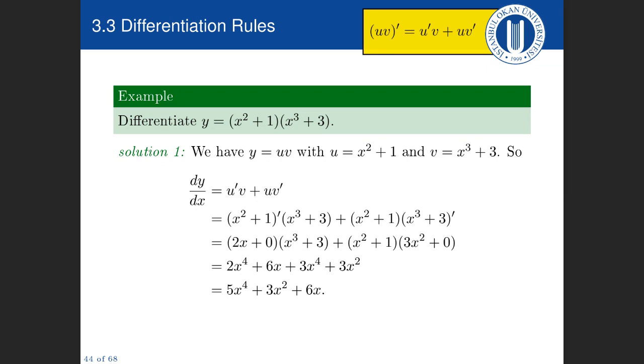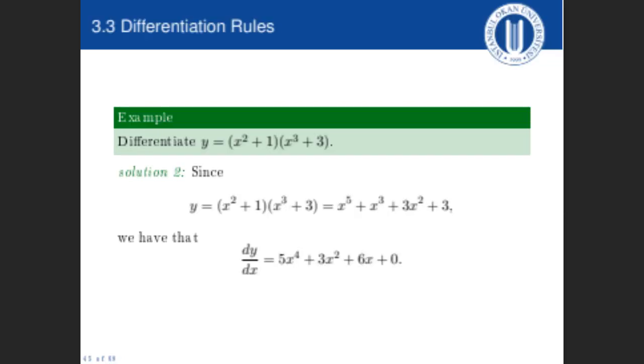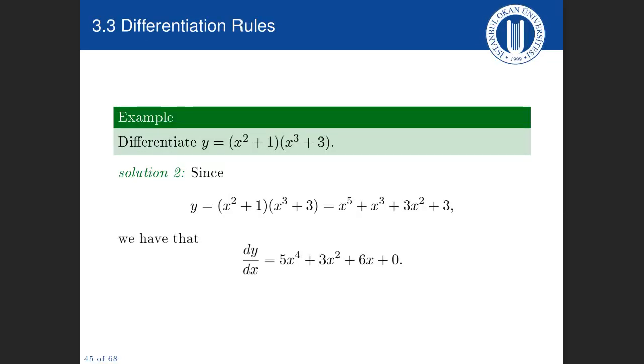Now let's solve this problem a different way. Another way to solve this problem would be to multiply the brackets out first. We get x to the power 5 plus x cubed plus 3x squared plus 3. And then we can differentiate this directly to get 5x to the power 4 plus 3x squared plus 6x plus 0, which of course is the same answer that we got using solution 1.